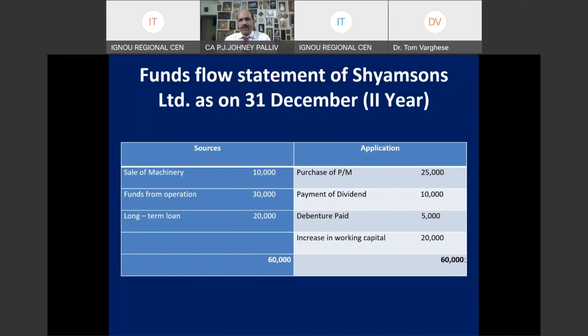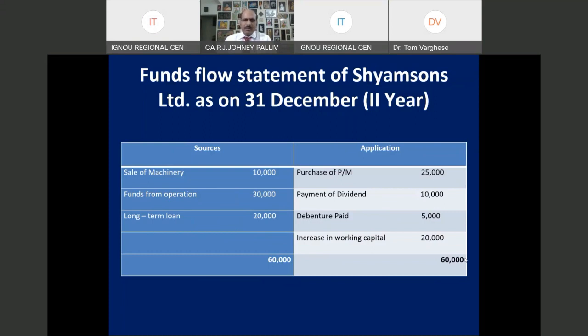Payment of dividend is an application. Debentures paid is an application. And increase in working capital is an application. If it is a decrease in working capital, it will be a source of funds. In this example, it is an increase in working capital.